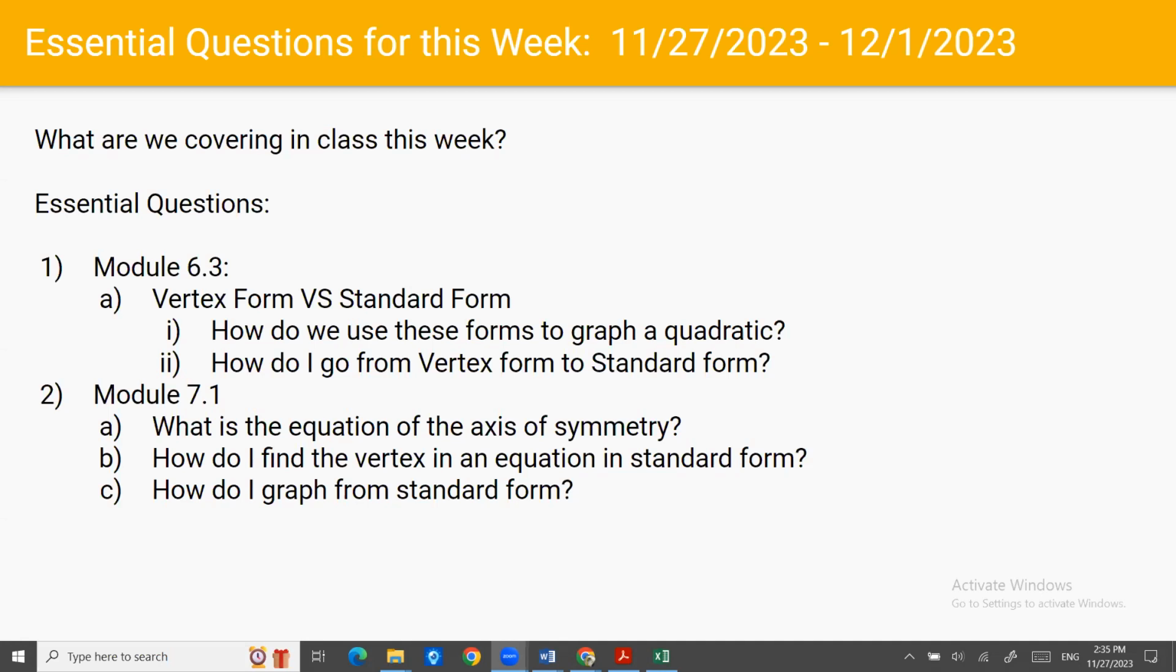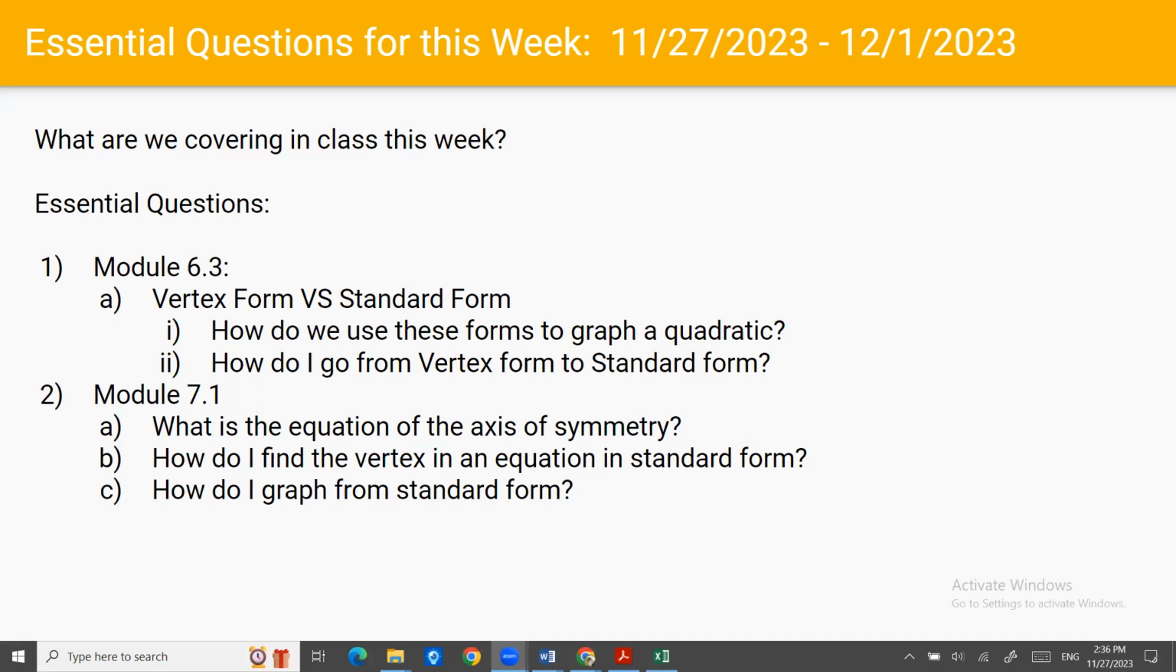This is the essential questions for this week from module 6.3, Vertex Form versus Standard Form. So we're going to get into Vertex versus Standard. How do we use these forms to graph a quadratic function? And how do I go from Vertex Form to Standard Form?